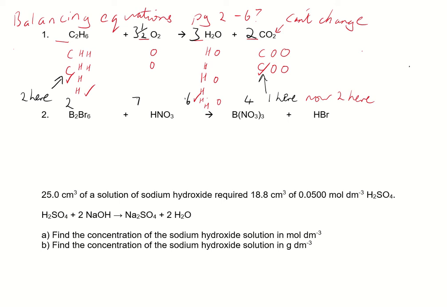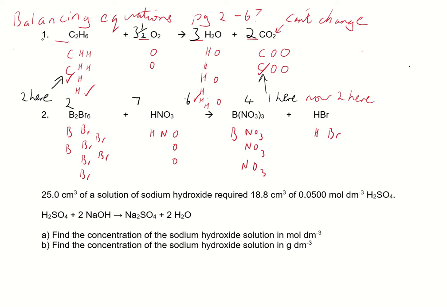Now, next one. So I've got 2 borons, 6 bromines, 1, 2, 3, 4, 5, 6, hydrogen, nitrogen, 3 oxygens. I've got 1 boron there. Now the bracket means I've got 3 of everything in the bracket. So essentially I'm writing NO3 out 3 times. So I've got 3 nitrogens, 3 times 1, 3. And I've got 3 times 3, so 9 oxygens, and then HBr there.